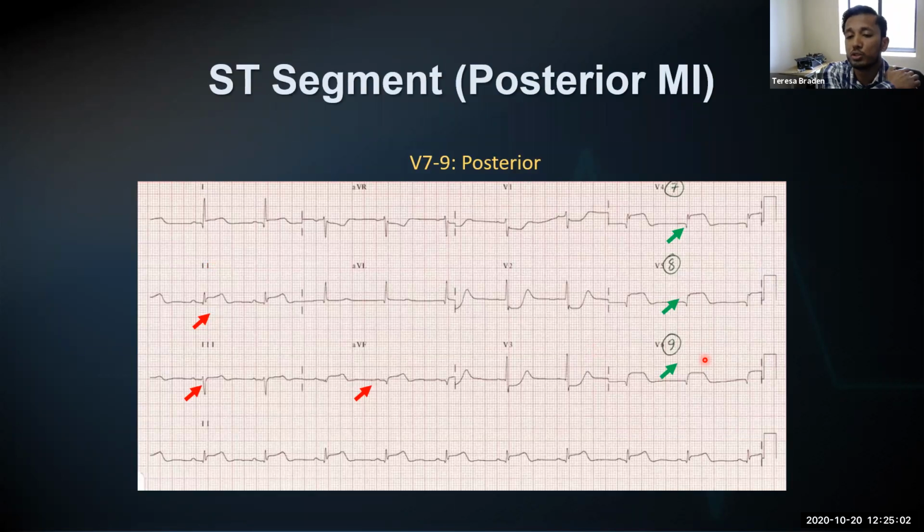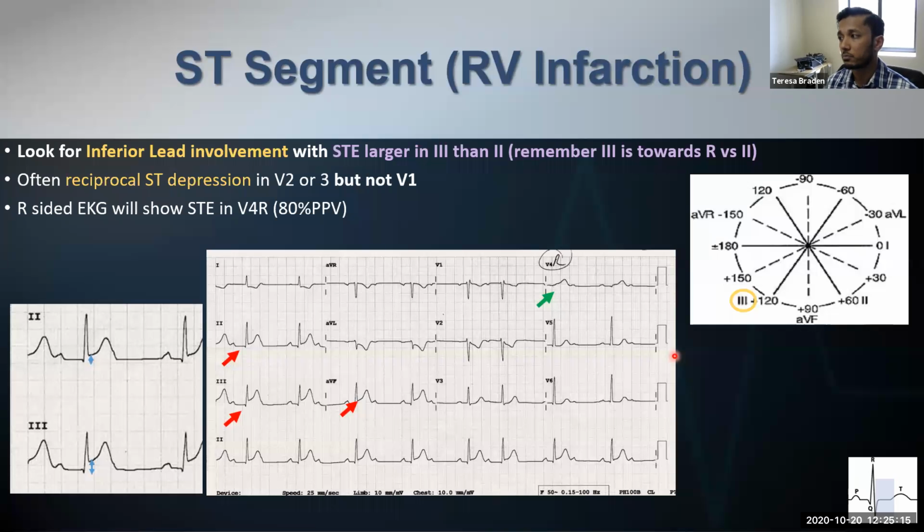Make sure when you're doing these, you need to mark them. You need to write down 7, 8, and 9 so people know, especially the cardiologists, when they're flipping through the EKGs, they know exactly what they're looking at.